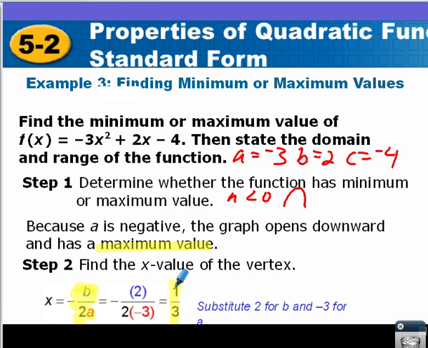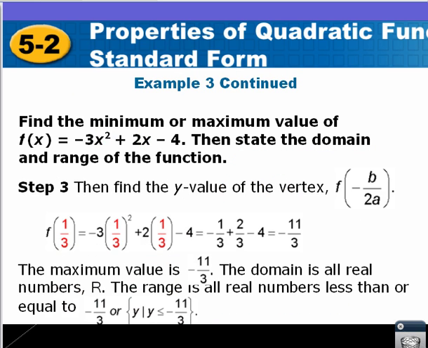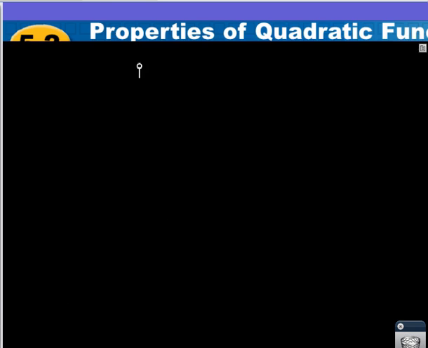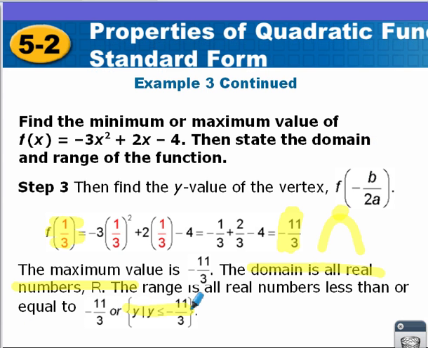Now we're going to find our maximum by plugging this 1/3 into the x variables in our equation, and they've done that for us here. We end up with a maximum of negative 11 thirds. So note this isn't a very large number. The maximum value is negative 11 thirds. Domain is always all real numbers. And remember, when you have a maximum, that's going to be your highest y value. So your range is going to be y such that y is less than or equal to negative 11 thirds.